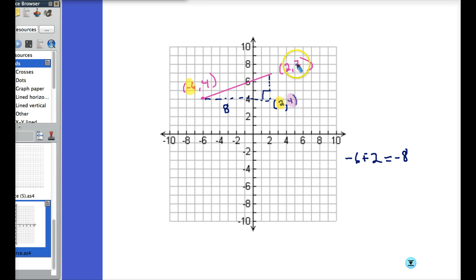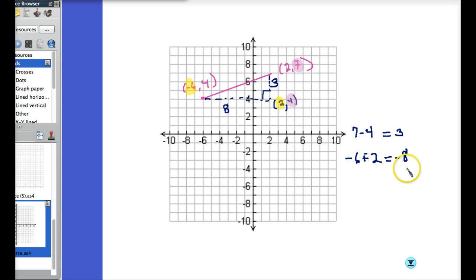Then if I want to find the other distance, and let's highlight. So I've got 4 and 7 that I'm going to be looking at. This distance is 1, 2, 3. But how could I use 7 and 4? I could do the same thing. I could do 7 minus 4, and I can get 3.